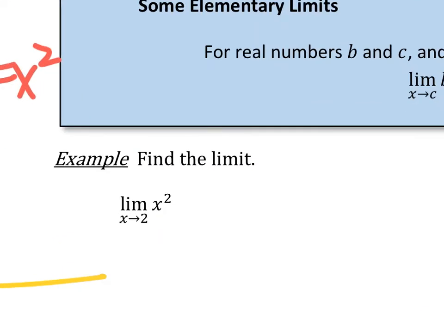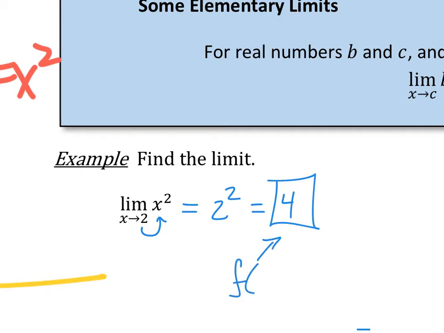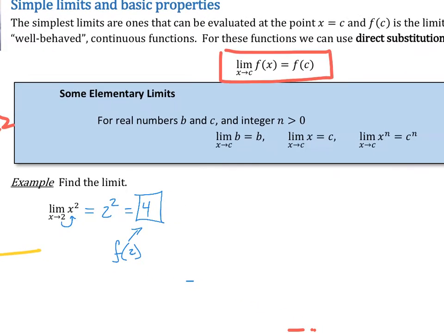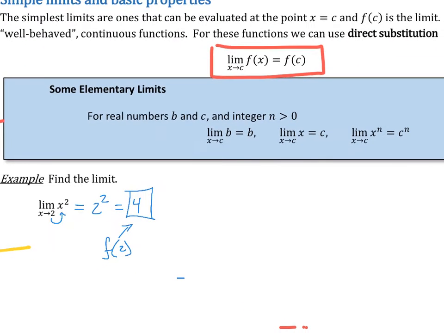So we're going to be thinking about this as, is it a problem to put 2 in there? No. So we can say this is just 2 squared. Just put the 2 in there, and you'll find out what the y value is. Remember, we're putting an x value in, and a limit is a y value, in this case, f of 2. All right?